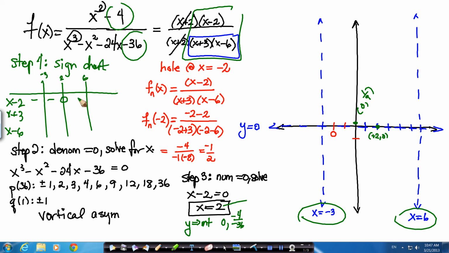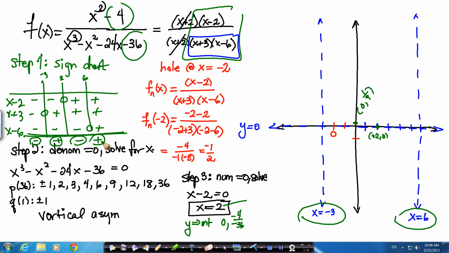So to the left is negative, to the right is positive. When x plus 3 equals 0, x equals -3. So to the left is negative, to the right is positive. And finally, when x minus 6 equals 0, to the left negative, to the right positive. So when we look at this, we end up with 3 negatives. 2 negatives make a positive, 2 positive and negative, that's negative, and 3 positives.